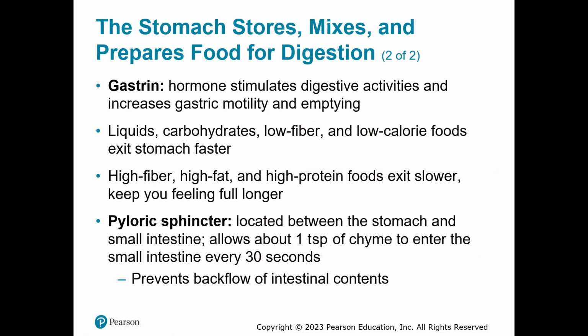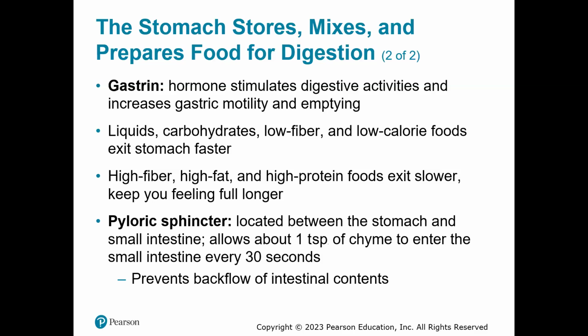All right, gastrin, as I said, it's a hormone that's involved in digestion. It stimulates digestive activities, so secretion of enzymes. It increases gastric motility, so movement or contraction of the smooth muscle in the stomach that will help mix up the stomach contents. And it leads to a little bit of an increase in emptying of the stomach. So opening up of that pyloric sphincter and letting the stomach contents move into the small intestine.